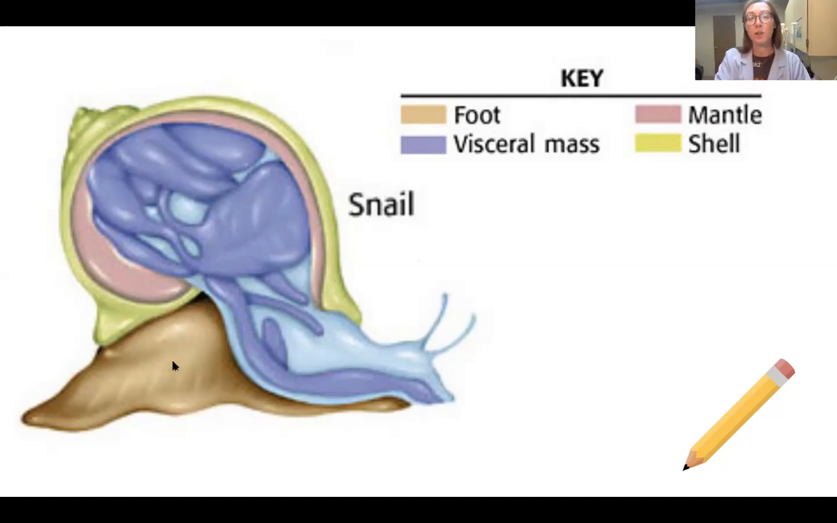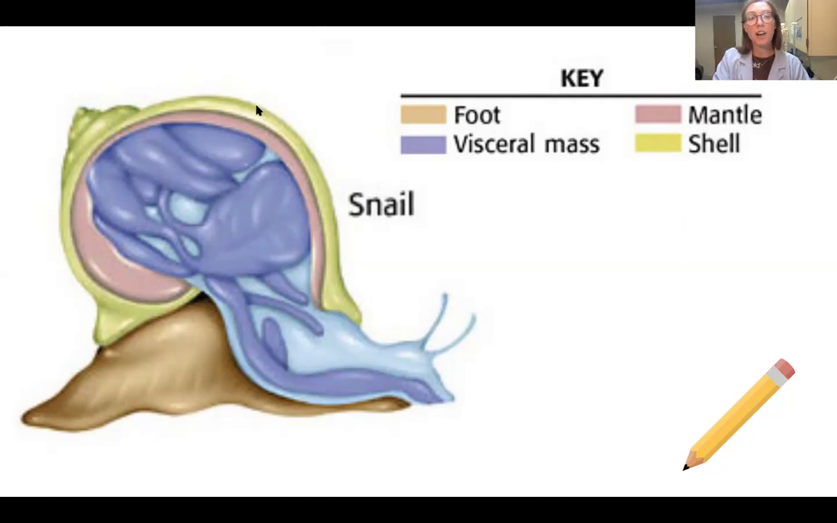But that shell's main job here is to protect everything. We're also going to see the foot here on the outside, which is this brown bit down here. This part actually leaks mucus as it trails. This foot is going to allow your snail to move and go about its day-to-day business. On the inside most part, we have this big purple junky piece. This is your visceral mass. Here's like your esophagus and your stomach and your heart and all the important organs.